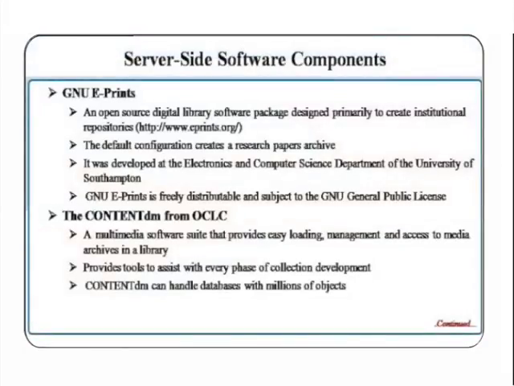GNU EPrints is an open source digital library software package designed primarily to create institutional repositories. The default configuration creates a research papers archive. It was developed at the Electronics and Computer Science Department of the University of Southampton. GNU EPrints is freely distributable and subject to the GNU General Public License.